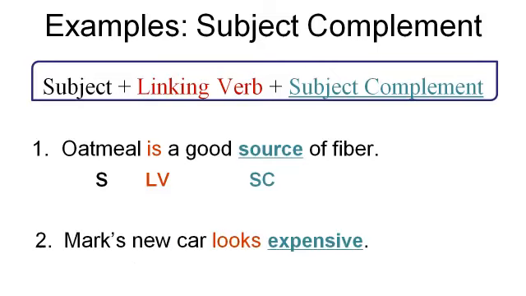So source is the subject complement that describes, renames, and refers back to oatmeal, the subject. Mark's new car looks expensive. So what is the subject in this sentence? The simple subject. Car. Looks is the linking verb, and expensive is a subject complement. It is an adjective that describes car, and it comes after a linking verb. Okay, so in these sentences, source and expensive are subject complements. In the first example, source is a noun, so it is a predicate nominative. In the second sentence, expensive is an adjective, so it is a predicate adjective.